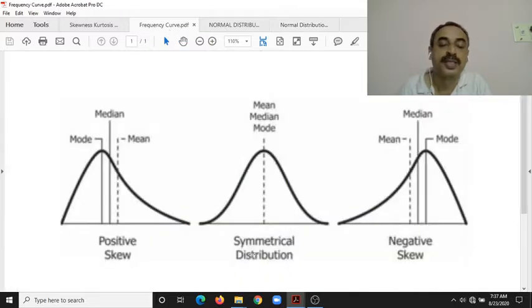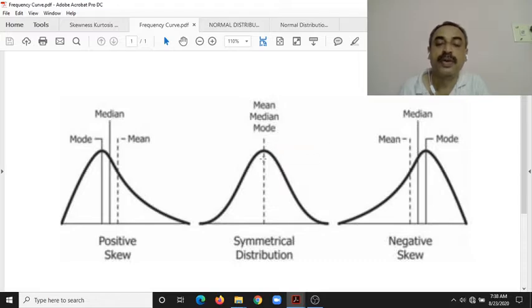On this screen, we can see three different frequency curves: a positively skewed frequency curve on the left side, a negatively skewed one on the right side, and a symmetric frequency curve in the middle. In the positively skewed frequency curve, mode is less than median, which is less than mean. In a negatively skewed frequency curve, mean is less than median, which is less than mode, while in a symmetric frequency curve, mean, median, and mode coincide at a single point. Therefore, all these three measures of central tendency will be equal in a symmetric frequency curve.